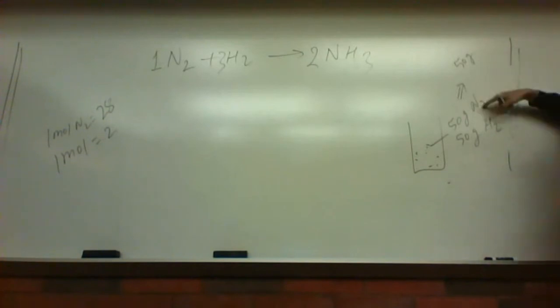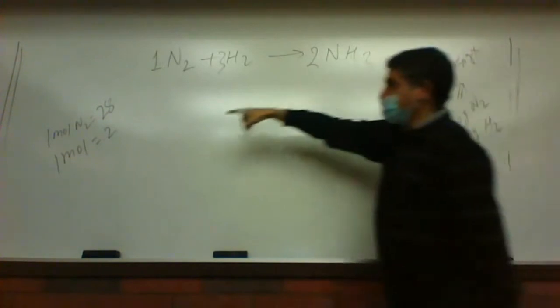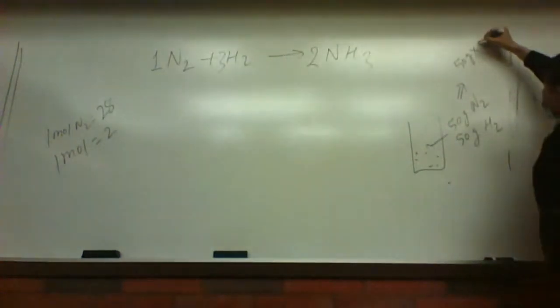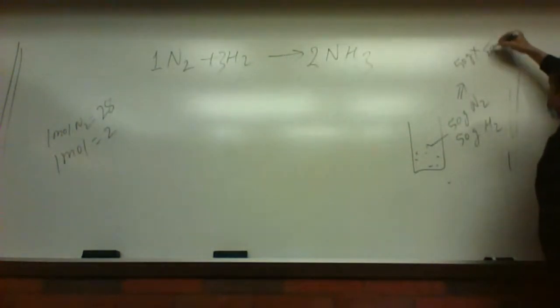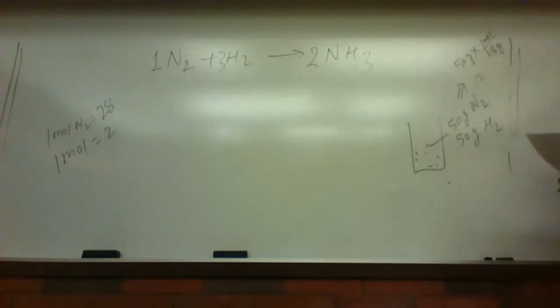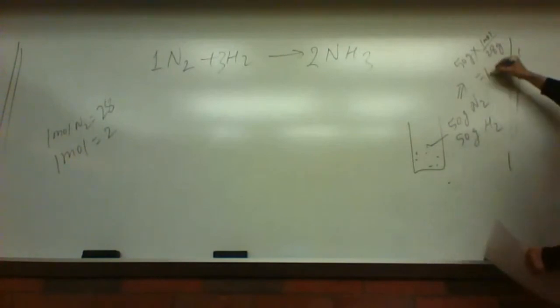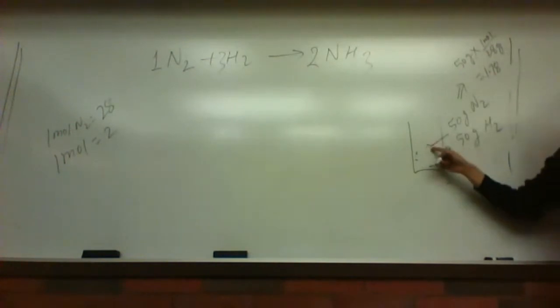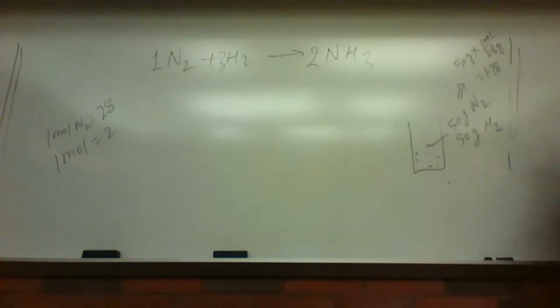So convert this to moles first. I have 50 gram of nitrogen, so the conversion factor is 1 mole nitrogen equals 28 grams. I put the gram part down here and 1 mole up here. So 50 divided by 28 gives me 1.78. This is 1.78 moles of nitrogen. Makes sense?